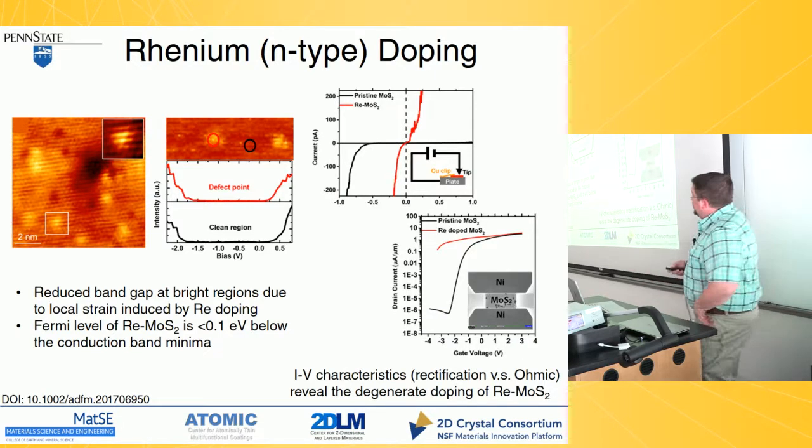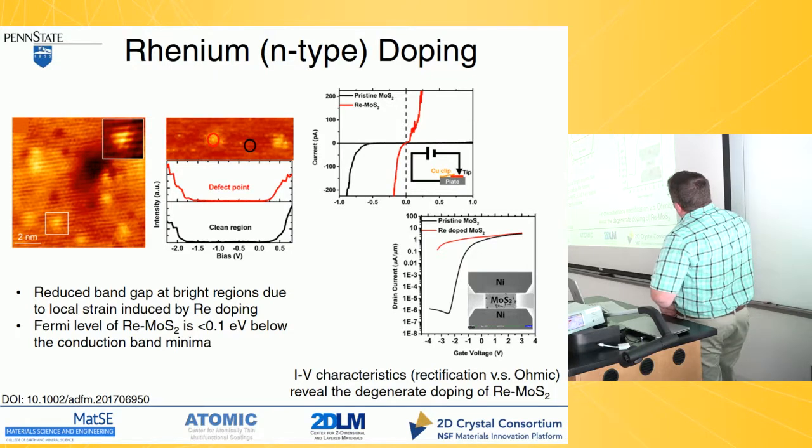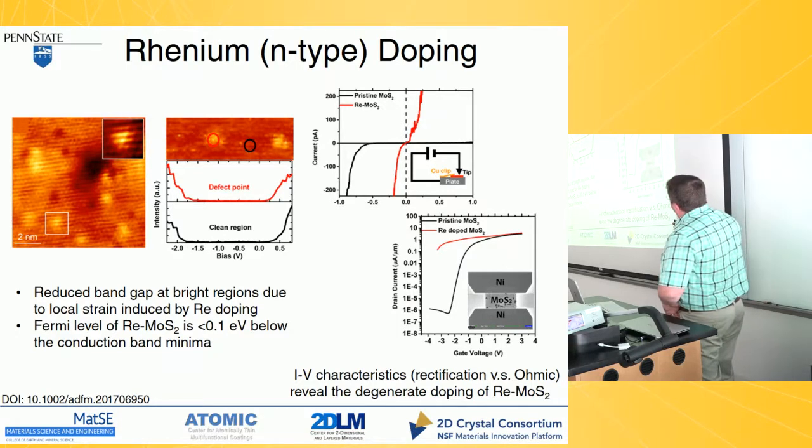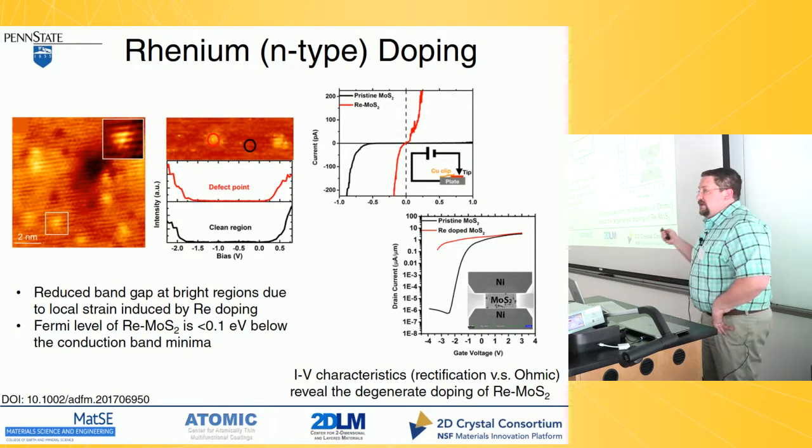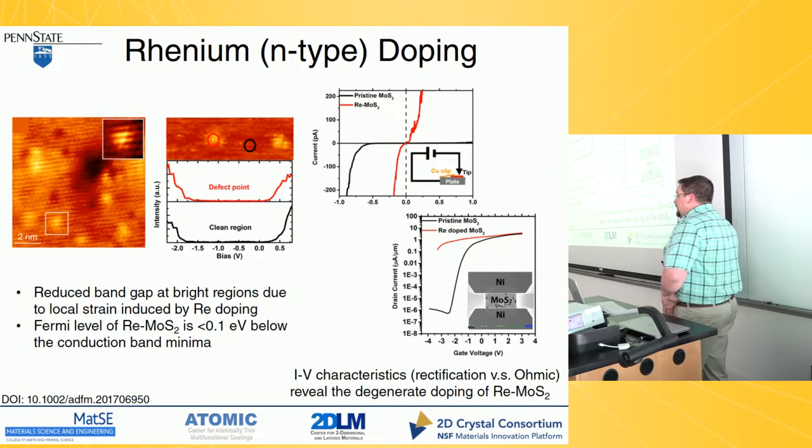We make transistors out of this, and in fact, you can induce the rhenium. Here's pristine MoS2, looks normal. Rhenium, you can push it to where it's just starting to come down, so several volts. We can't go all the way because, again, this is electrolytic gating in this process.